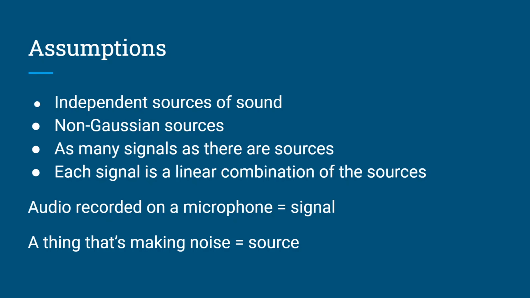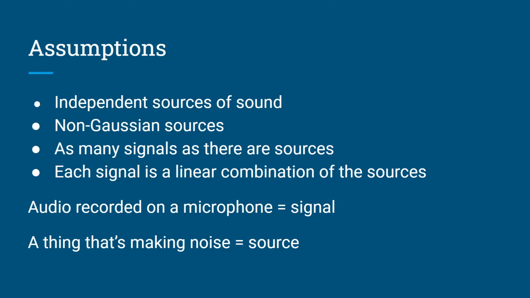There are some fundamental assumptions that we have. The sources need to be independent, they need to be non-Gaussian or non-normal, and we need to have as many signals as there are sources, where each signal is a linear combination of each of the sources. So, for example, if we're talking about audio recordings, the audio recorded by each microphone is considered a signal, and each thing that's making noise is considered a source.